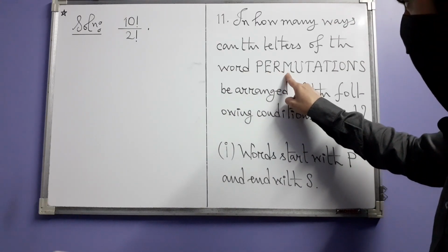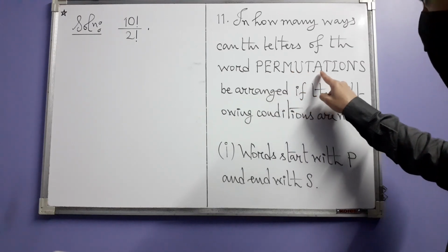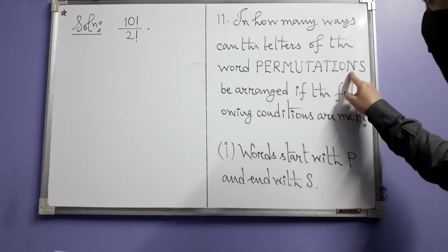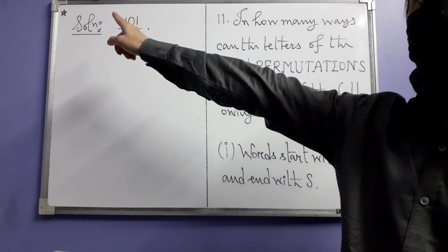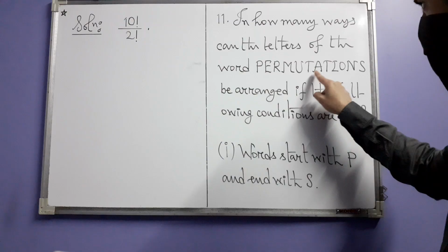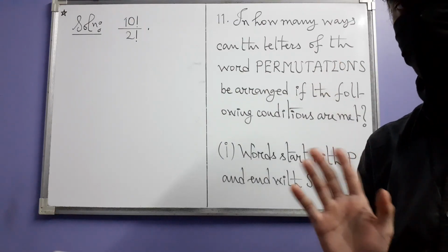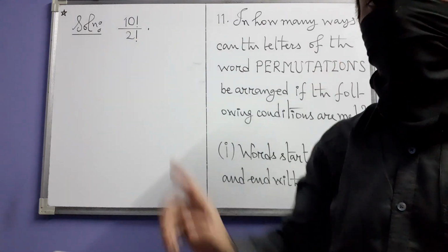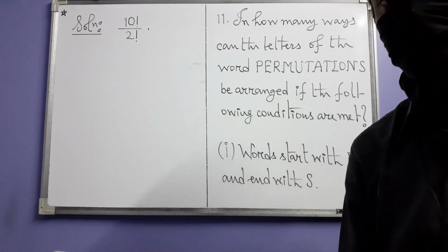1, 2, 3, 4, 5, 6, 7, 8, 9, 10. So you write 10 factorial. And among these letters, you only see T appearing twice. No other letter is repeated. So you divide by 2 factorial. That's the answer to part 1.